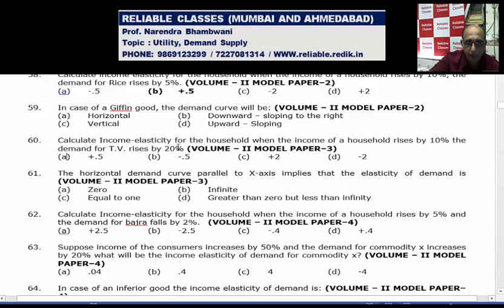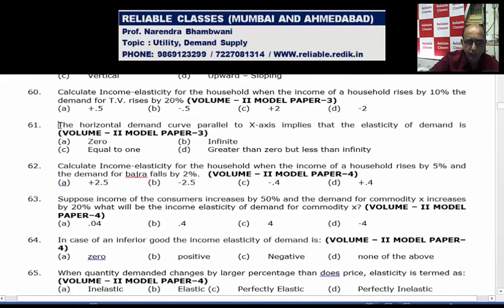Calculate the income elasticity of a household when income of household rises by 10% and demand rises by 20%. So it is 20% upon 10%. So it is obviously plus 2.